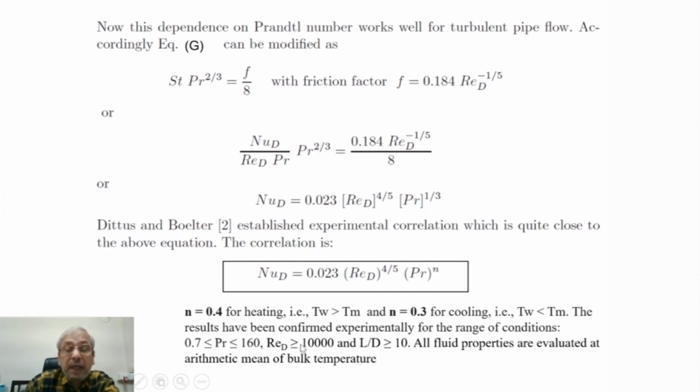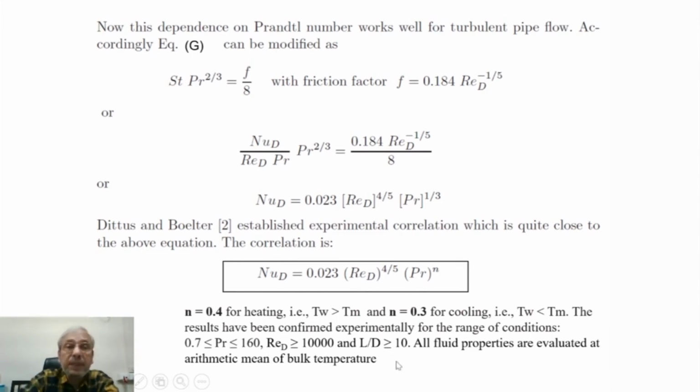Reynolds number is greater than or equal to 10,000. Basically this is for turbulent flow. And L by D greater than 10, that means we allow initial entrance effect. Beyond that, Nusselt number is well predicted by this approximate analysis and by the experimental results, the way it was summarized by Dittus and Boelter. All fluid properties are evaluated at the arithmetic mean of bulk temperature.